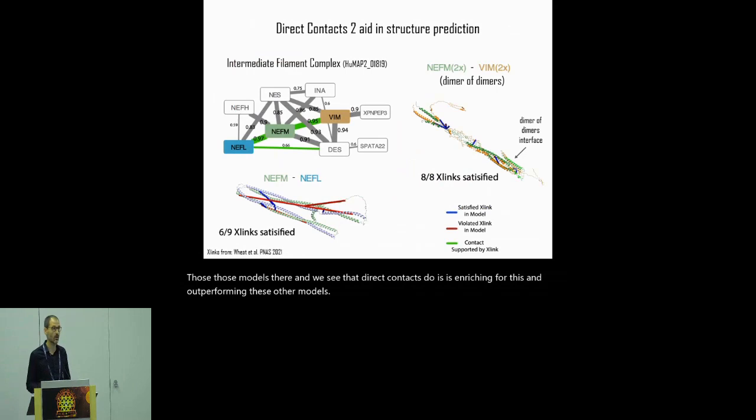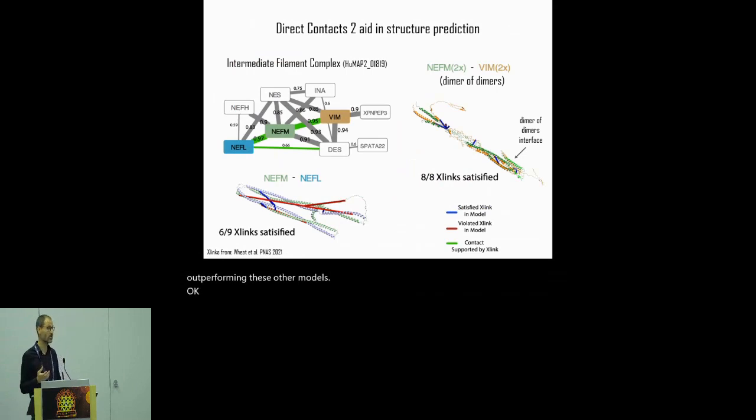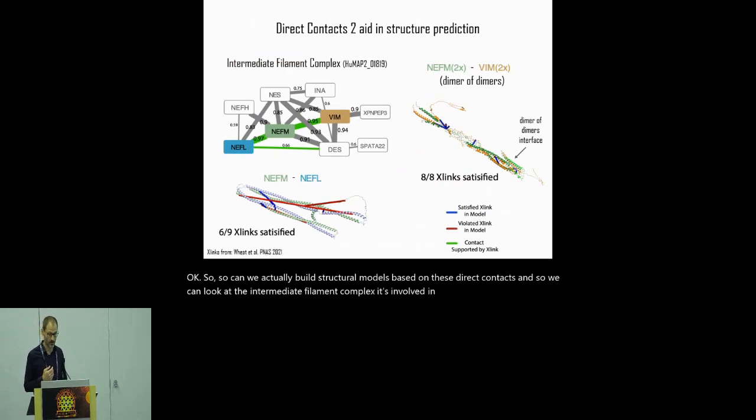Okay, so can we actually build structural models based on these direct contacts? And so we can look at the intermediate filament complex. It's involved in the cytoskeleton. And we look at the top interactions based on direct contact scores, specifically between NEFM and VIM, as well as NEFM and NEFL. And what we see is we can go looking for additional validation in cross-linking data, and it's supported by cross-linking data.